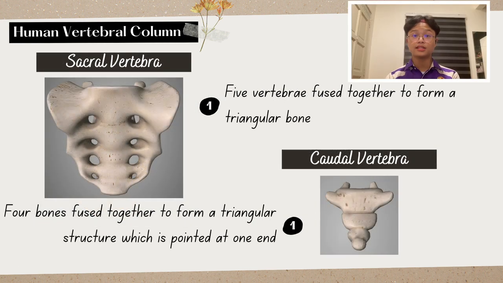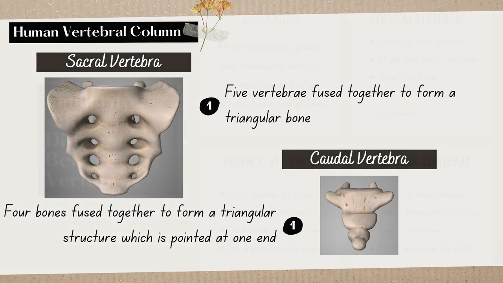Now let's take a look at the 2 vertebrae that are side by side each other. The first one we have the sacral vertebra, the second one we have the caudal vertebra. Sacral vertebra has 5 vertebrae fused together to form a triangular bone, while the caudal vertebrae, 4 bones fused together to form a triangular structure which is pointed at one end.